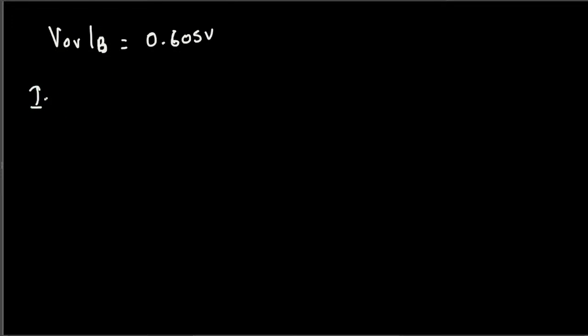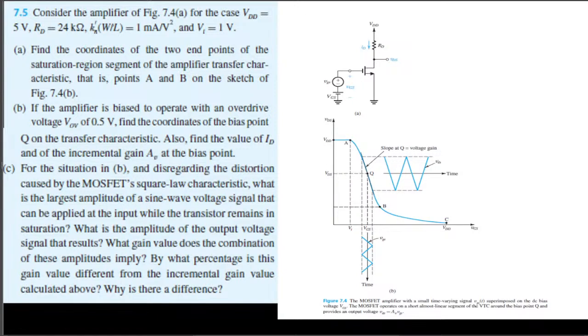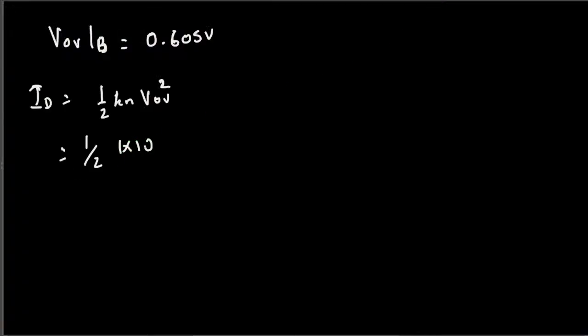The drain current equation is given by half Kn VOV square, and the Kn value is provided in the question. Kn is basically Kn prime W over L, so that whole thing represents Kn, that is 1 milliampere per voltage square. I plug that in right here, 1 times 10 to the power minus 3, and then V overdrive is 0.605 voltage square. If we solve for this and find out the current, that is 0.183 milliampere.